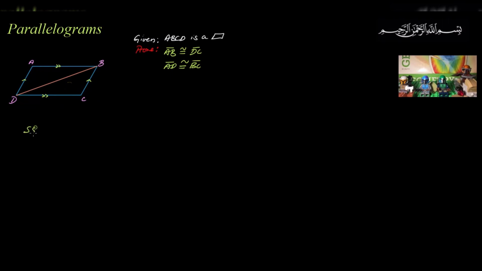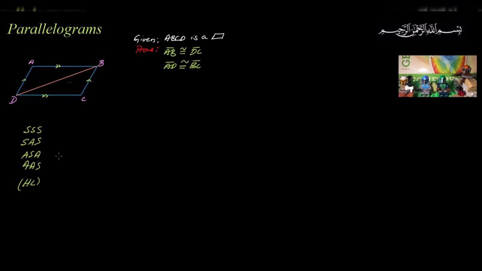And here it is: side-side-side, side-angle-side, angle-side-angle, and angle-angle-side. And then there's hypotenuse-leg, but that's only for right triangles, right? So those are really the essential ways that we prove triangles to be congruent. And yeah, you have to know this.